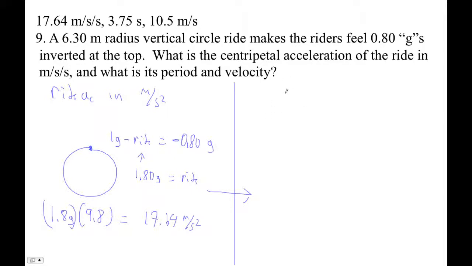And then we can just toss that across here. What's its period? What's its velocity? So let's see, we got the radius 6.3. So let's find the velocity. 17.64 is v squared divided by 6.3. I'm using this formula: centripetal acceleration is v squared over r. Now we solve that for v. Times 6.3 raised to the 0.5, 10.5 meters per second.